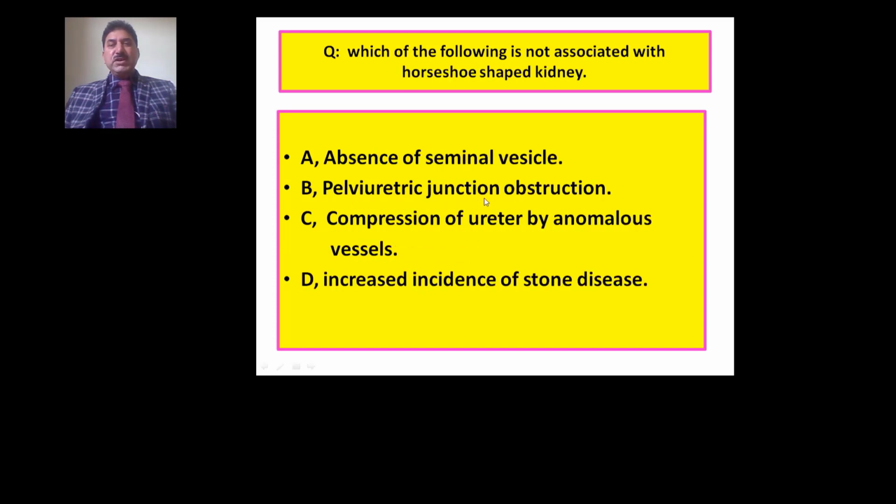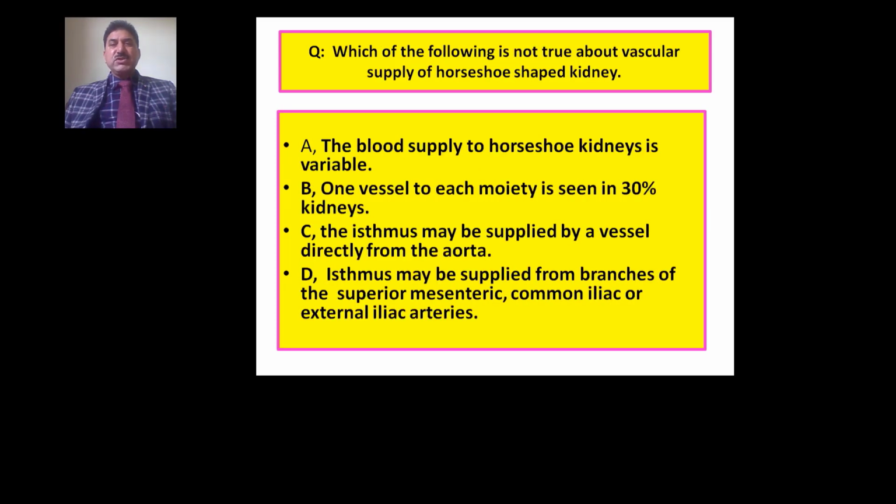Which of the following is not associated with horseshoe-shaped kidney? A. Absence of seminal vesicle, B. Pelvic-ureteric junction obstruction, C. Compression of ureter by anomalous vessels, D. Increased incidence of stone disease. A is wrong option. Which of the following is not true about vascular supply of horseshoe-shaped kidney?